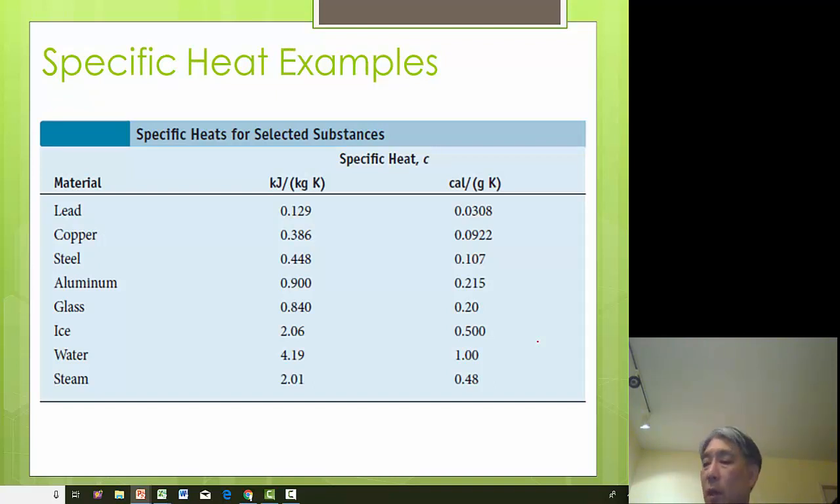Okay, lead, copper, steel. The ones I want you to pay attention to, not that you need to memorize any of these, okay, but I need you to pay attention to ice, water, and steam. Okay, these are all different forms of water, solid, liquid, gas, but they all have different specific heats. Okay, so don't think that, well, it's all water, they'll have the same specific heat. The other thing you need to pay attention to are the units on this column. It's in kilojoules per kilogram Kelvin. Pay attention because a lot of times people forget to convert to joules or to kilograms or whatever. Okay, units are going to be tricky on this unit.